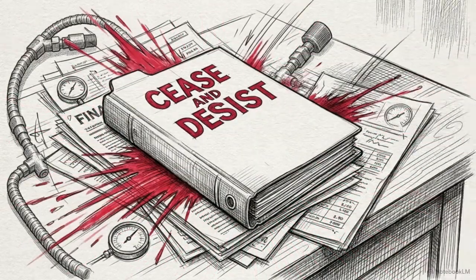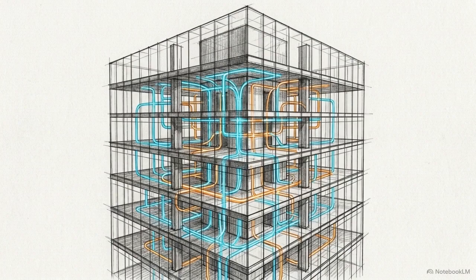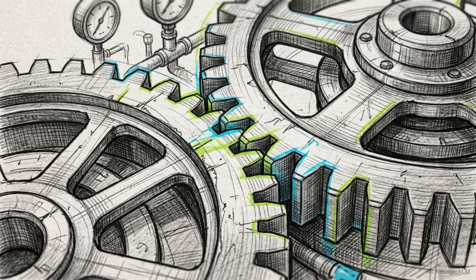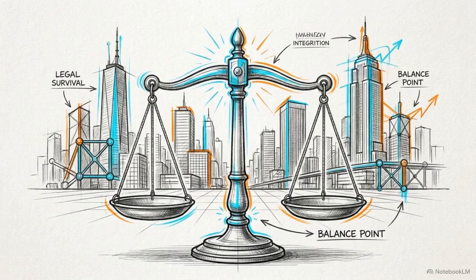Cost accounting acts as the sensory nervous system of an enterprise. It measures operational efficiency, prices products competitively, and ensures legal survival.